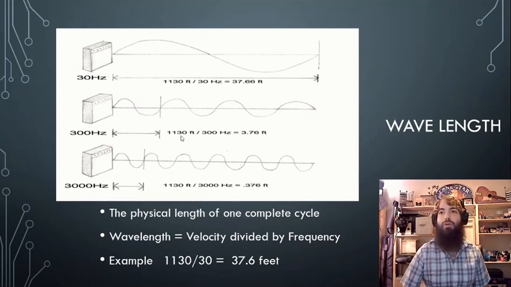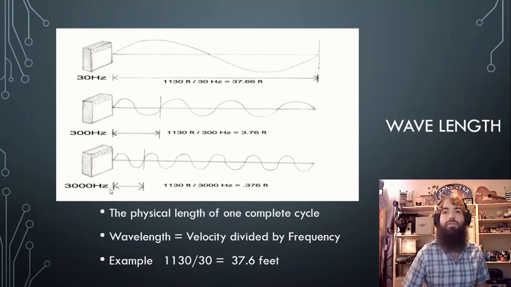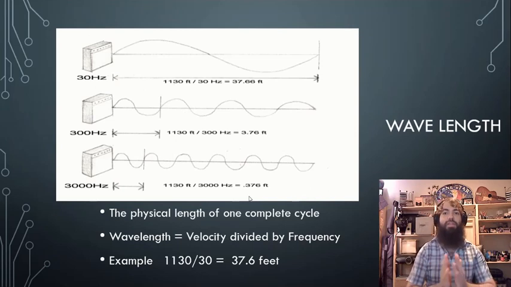At about 300 hertz, that's about 3.76 feet. So, still a pretty big wave. And a 3,000 hertz wave, or 3 kilohertz, is only about 0.376 feet. So, the waves start to get pretty small as we go up in frequency.